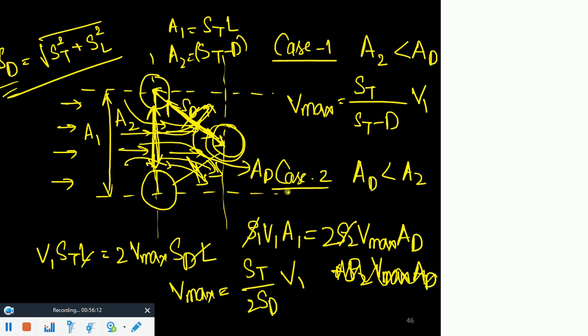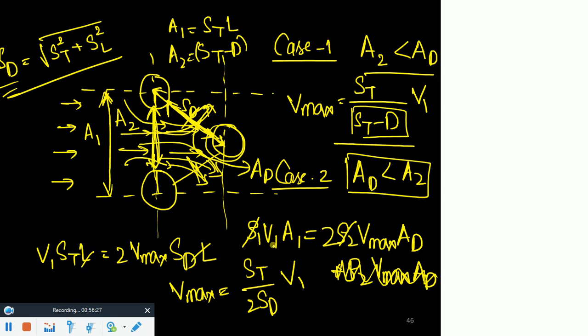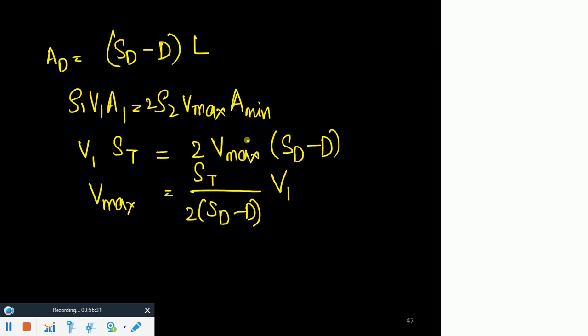No, I am talking about this. This is A1. So this is the assumption where you have A2 less than AD. There you subtracted D from ST. But if you have this situation where AD is less than A2, then you need to, I'm sorry for that, this is wrong. This one is correct.